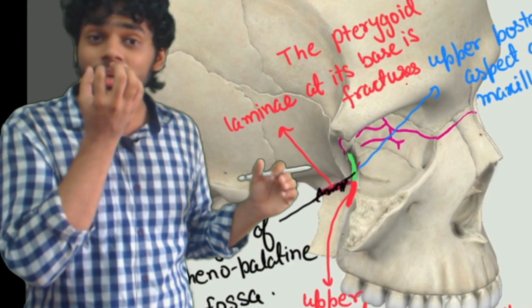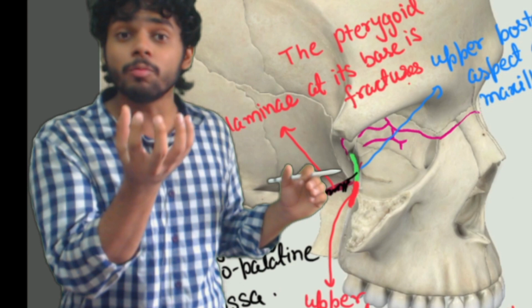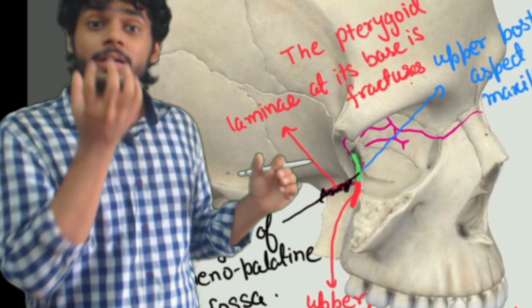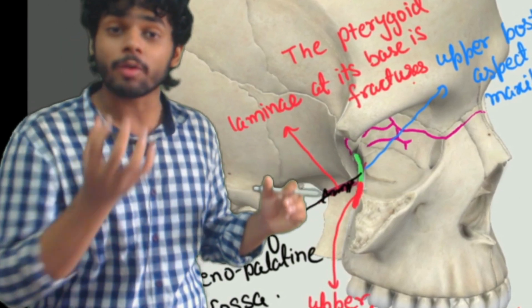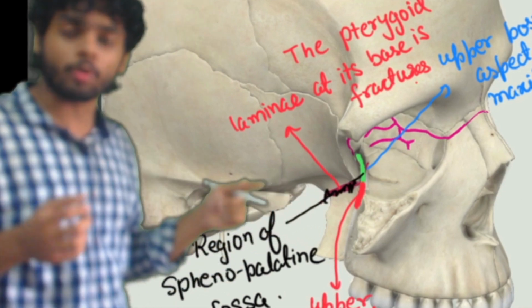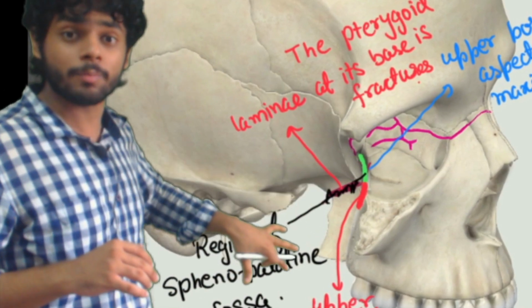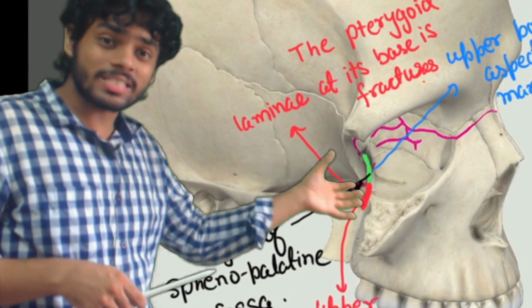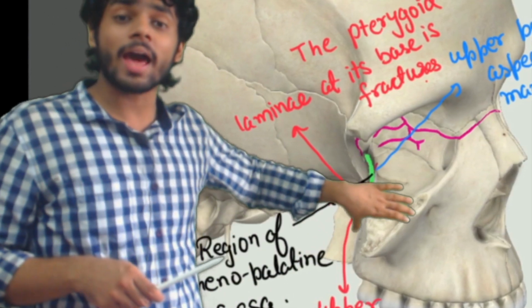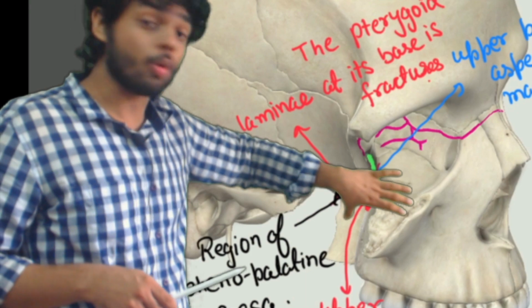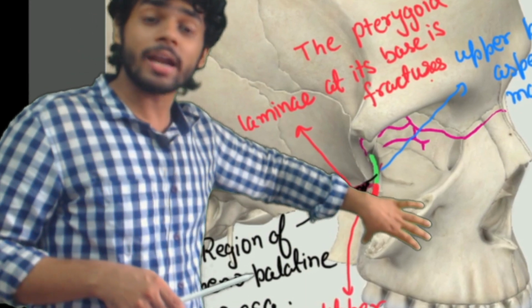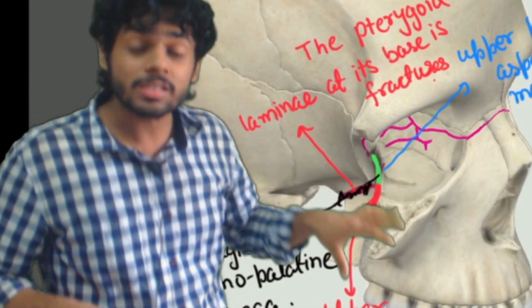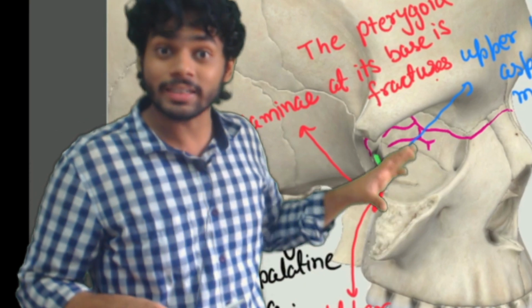But still the maxilla cannot be removed, it cannot be mobile here. Why? Because although we have removed the zygomatic bone, still the zygomatic bone is here, holding this maxilla like this. Zygomatic bone is holding this maxilla like this, and it's not allowing the dislocation of the maxilla till now.